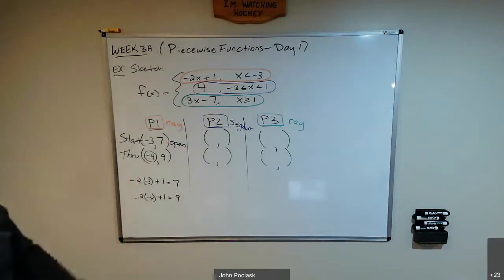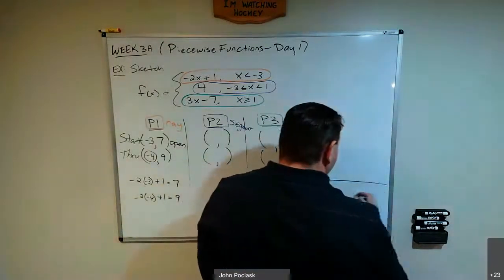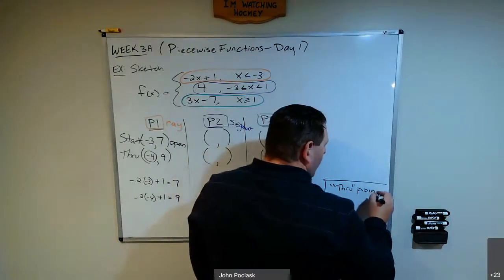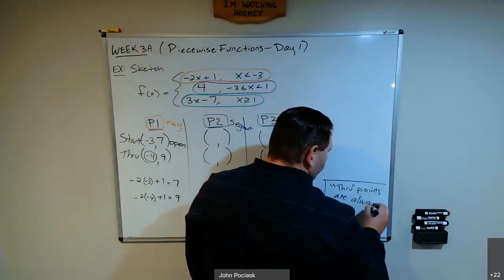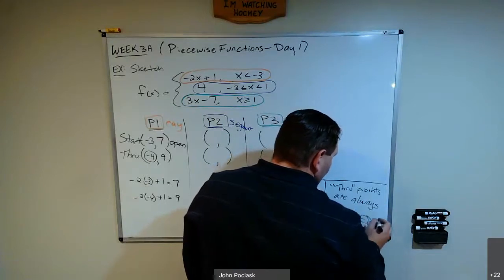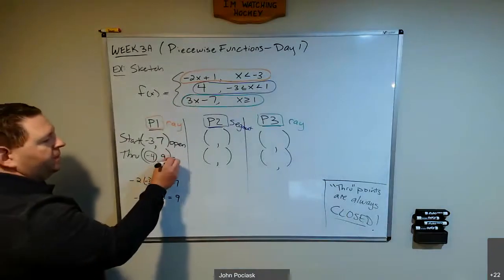Through point, I'm going to write down here. When you pick a point on your own as a through point, through points are always closed. So this thing is closed.